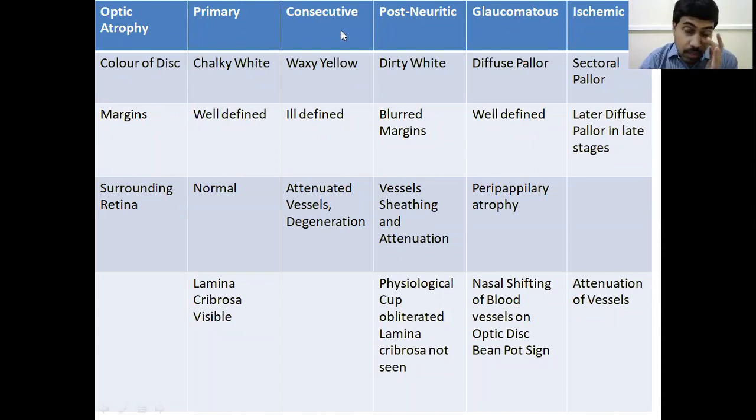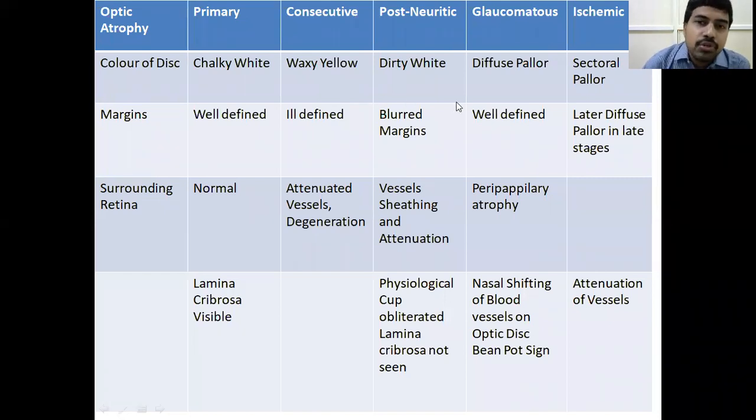In consecutive optic atrophy, what happens? Gliosis is more compared to degeneration. That's why it usually gives a grayish tinge or a waxy yellow tinge. Just to remember the term waxy yellow. So in consecutive optic atrophy, there is more gliosis, which gives a waxy yellow pallor. So in retinitis pigmentosa, you should remember waxy yellow pallor, arteriolar attenuation and bony corpuscular pigmentation. They are the triad of retinitis pigmentosa. So the waxy yellow color of the disc is present in consecutive optic atrophy.